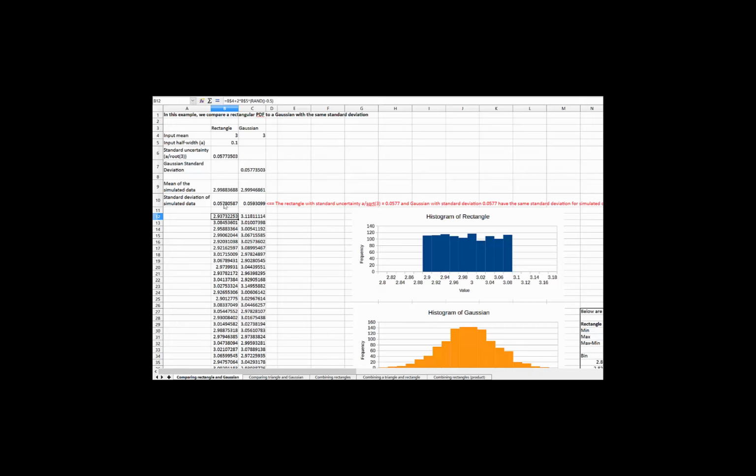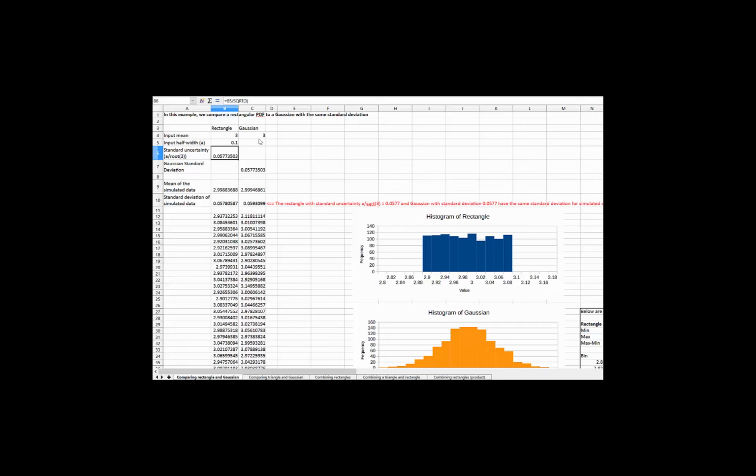After I've done that, I take the mean and the standard deviation of all the data I produced using the simulation. You see that the standard deviation of all those simulated data that have a rectangular distribution is 0.058, which is the same as the standard uncertainty, right? So this is what we're looking at in class. Using a divided by the square root of 3 is the thing that actually gives you the standard deviation of the rectangular distribution.